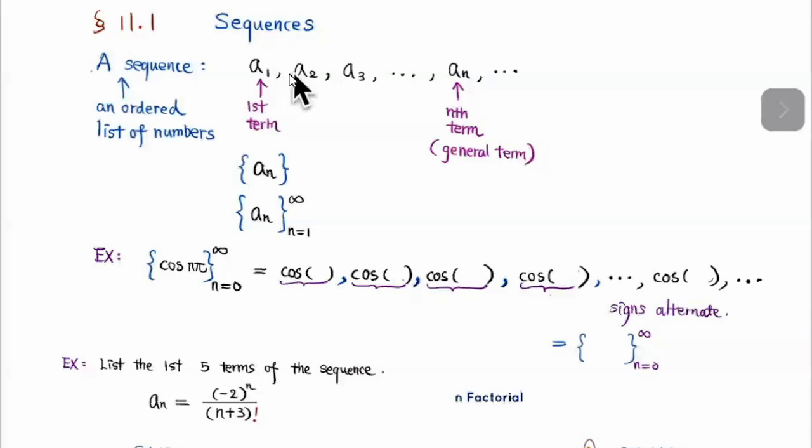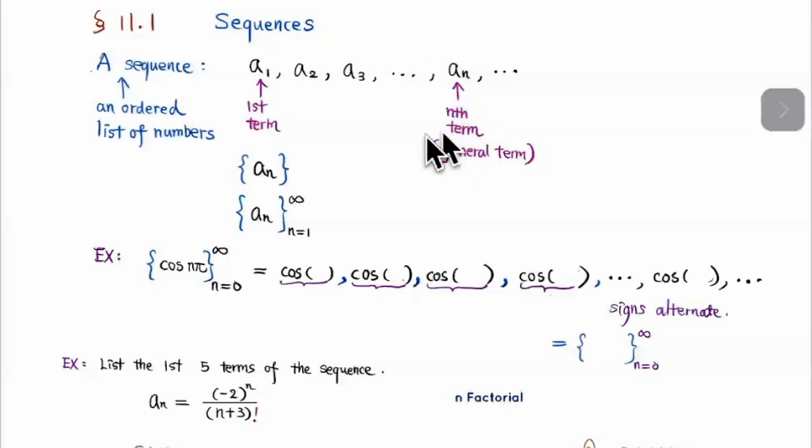So you list them one by one, and there's an order for the sequence: first term, second, third term, etc. And this one here is called the nth term, also called the general term. So in general, the term is going to look like this.